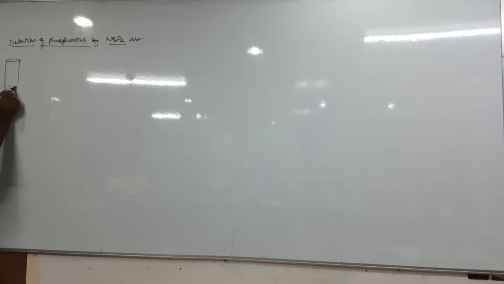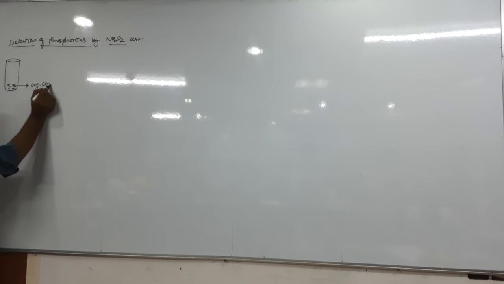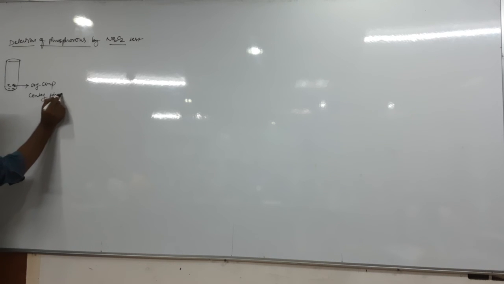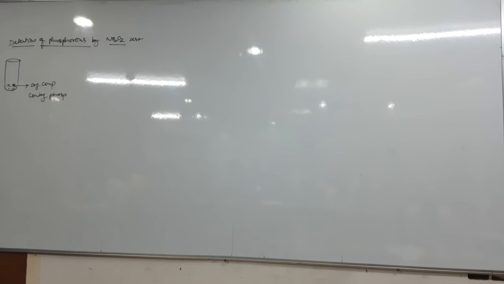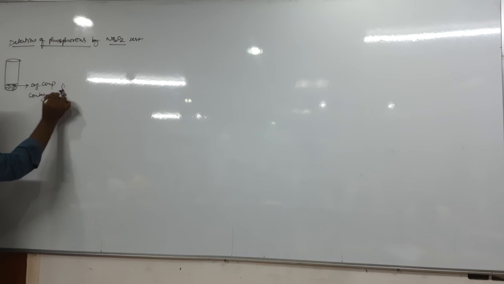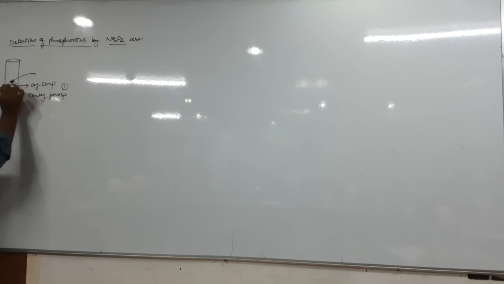So it is a dry test tube. It is an organic compound containing phosphorus. It is not by Lassaigne's test. Lassaigne's test is completed, so we have taken directly the organic compound containing phosphorus. This is one, and to this a small quantity of Na2O2 is added. What is Na2O2? Sodium peroxide.